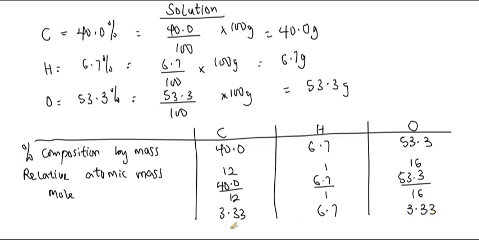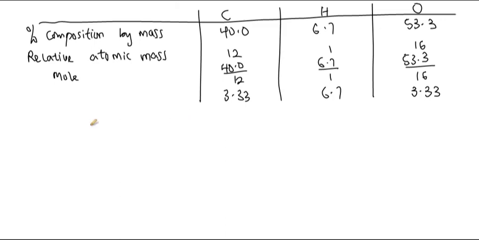So now after getting this to be the amount of each of the elements present, we'll then need to determine the simplest in which they can combine. That is, we do not want to have something like C subscript 3.33, 6.7 and the likes. We need a whole value in the simplest form, as simple as possible. To get that, here we'll divide by the smallest.